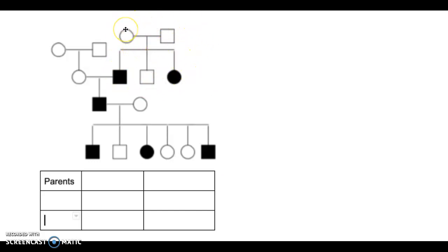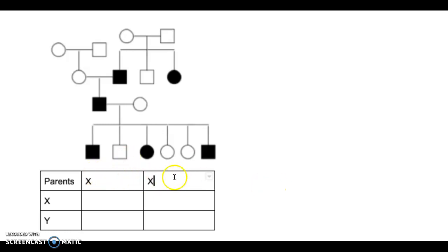I know that the parents are not showing this trait. Okay, so it has to be a recessive trait, whether it is X-linked or not. Okay, if it was a dominant trait, one of these parents would be showing it. All right, so I've already identified it must be recessive. Now I'm going to see if it's on the X chromosome or not. So I'm going to start by putting in my parents' genomes.